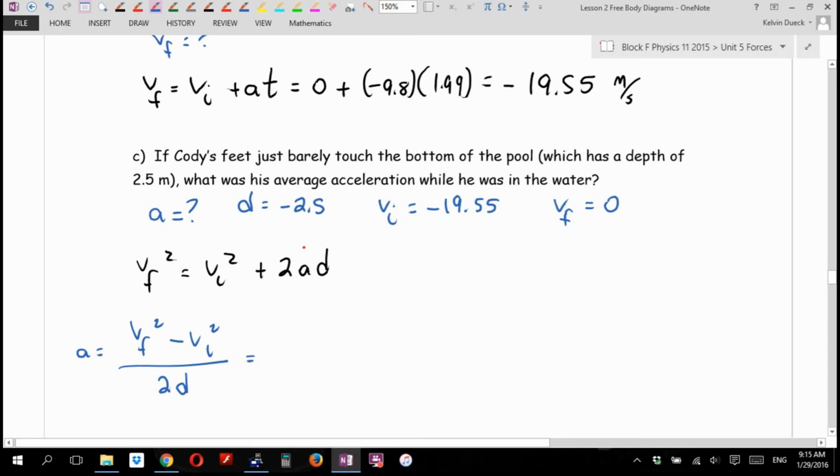Little nerdy adrenaline rush. Look what I did, mommy. No? Okay. That's pretty good. 0 squared minus negative 19.55 squared. By the way, when I square this negative, what's going to happen to that negative when you square it? I'm not even going to bother typing it. Actually, I'm going to use my answer button. Divided by 2 times negative 2.5.